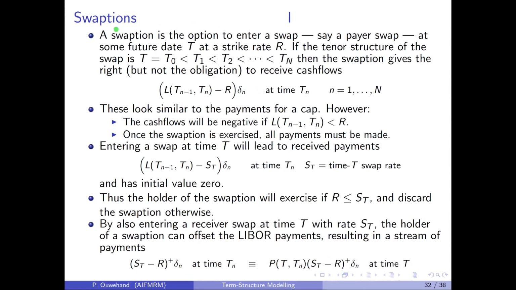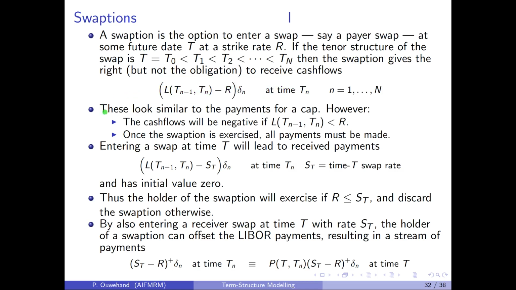Finally, let's consider swaptions. A swaption is the option to enter a swap contract, say a pair swap, at some future date t, which is the exercise date of the swaption, at a strike rate R. Now, if the tenor structure of the swap is given as follows, where T0 is equal to the exercise date of the swap, then the swaption gives the right, but not the obligation, to receive the following cash flows. This cash flow here, LIBOR minus the strike rate times delta n, will be received at time Tn.